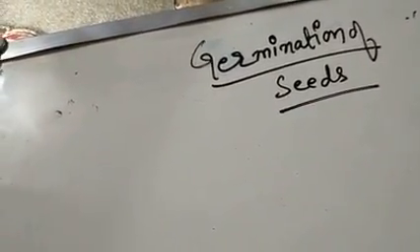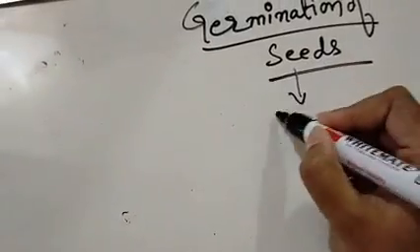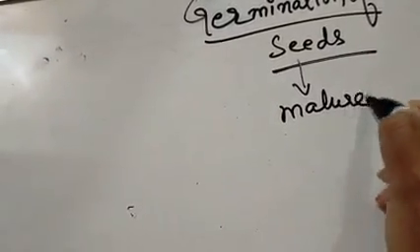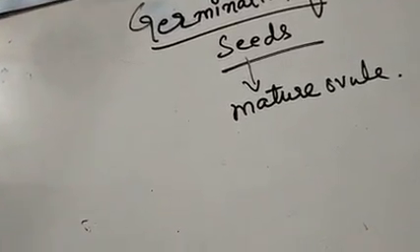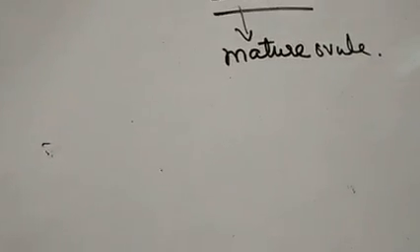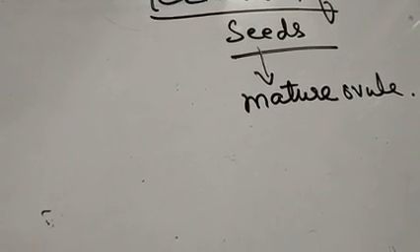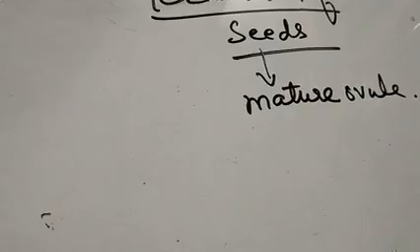A seed is nothing but a mature ovule after fertilization. The ovule changes into seed, which we have studied in class 8. So it is a mature ovule after fertilization. Inside the seed we have a small plant, a seedling, which is growing.